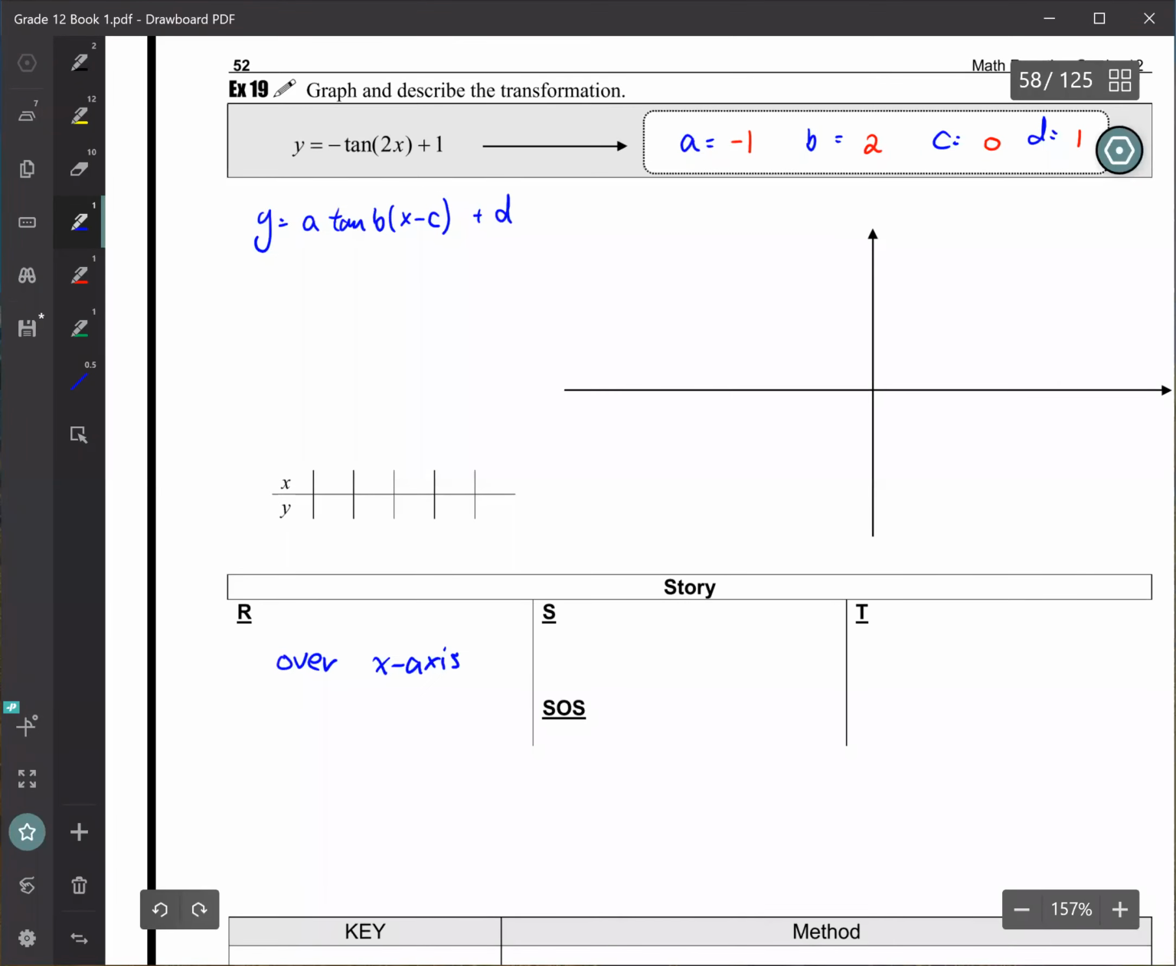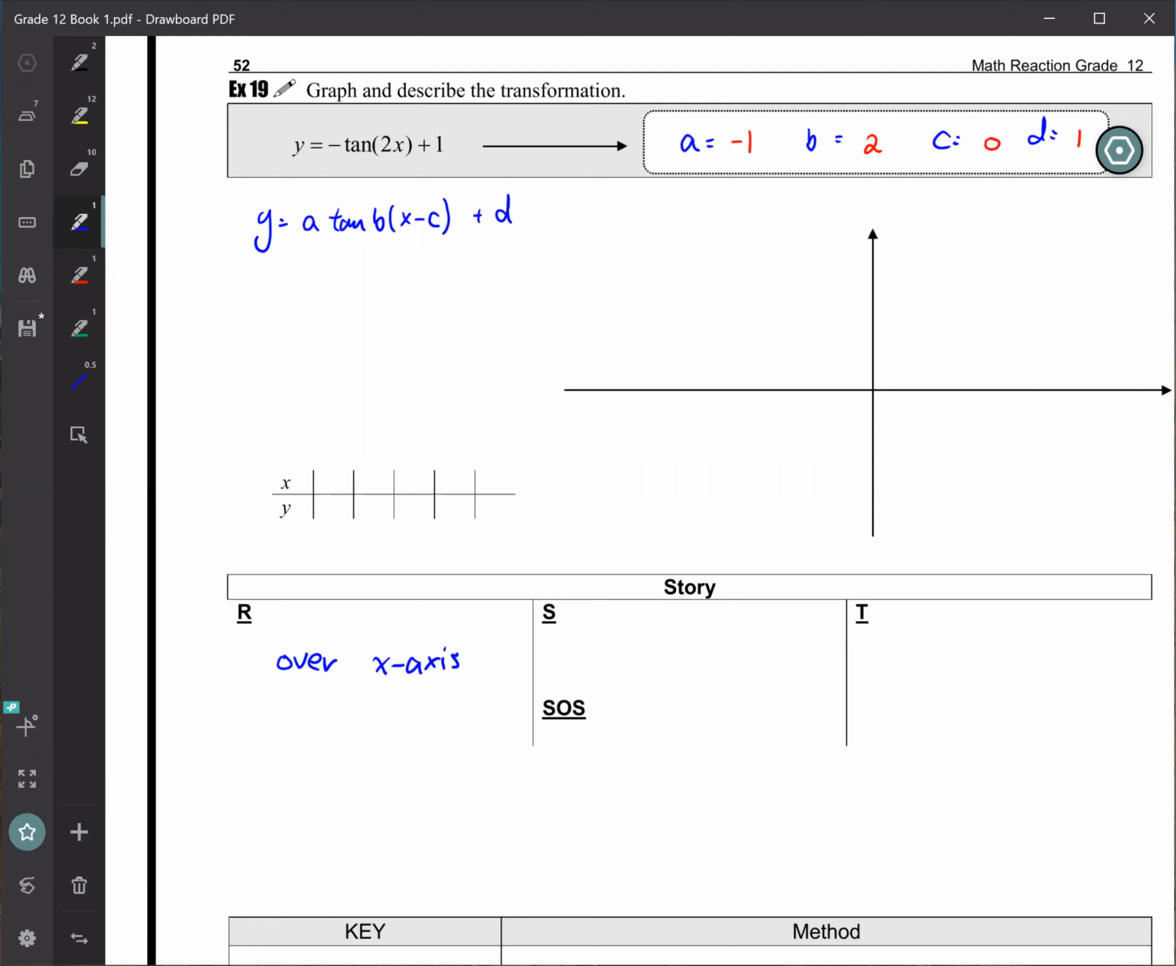Now for the story, because tangent is different from sine cosine, we don't talk about the amplitude. We don't talk about period. We just write out the regular stuff because it doesn't have amplitude. Only sine and cosine have amplitude. So we are just going to talk about the regular story. Does it have vertical expansion or compression?